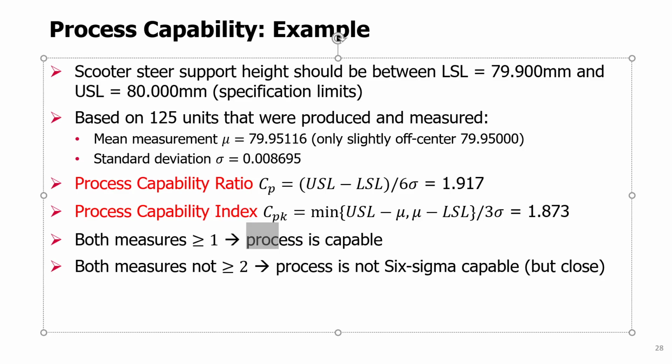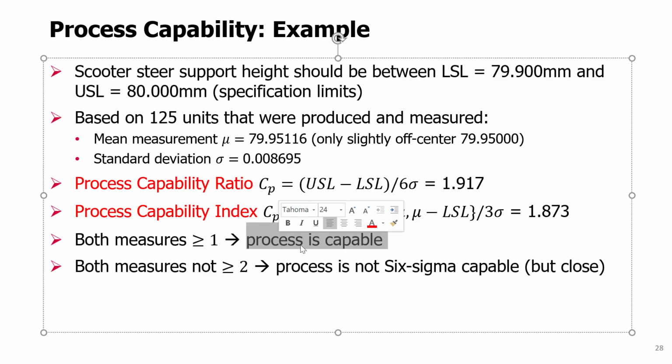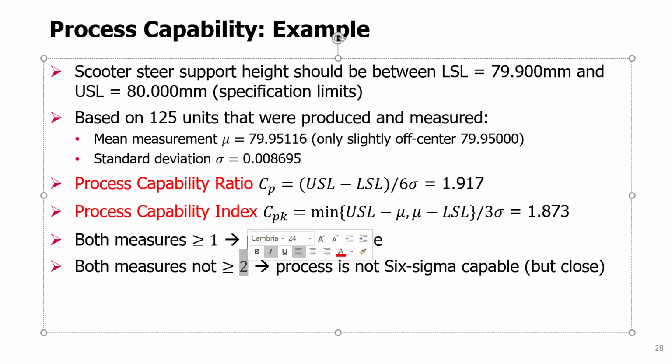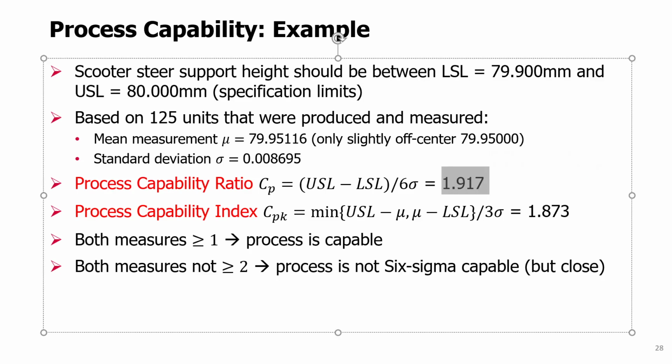Both measures, as you can see, are more than 1. So according to the rules, we say the process is capable of producing according to specifications. It's actually much more than 1, but both measures are not at least 2. So the process is not Six Sigma capable, but actually it's quite close.